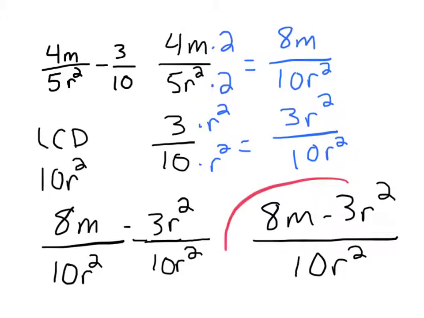Now this particular one, this would be your answer on this one, and it kind of looks like a weird answer again because I've got this r squared on top and bottom. But because of this subtraction sign, if it's a subtraction or an addition sign, we cannot just simply reduce those. We can't just cross those off. So that indeed is the lowest that we can go on this one, and that is your answer.